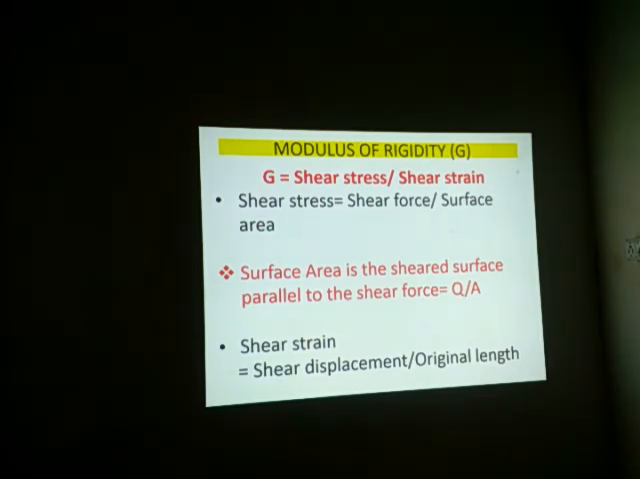So the surface area is the sheared surface area parallel to the shear force. So if the shear force is Q applied parallel to the surface and the area of that surface is capital A, then this shear stress will be Q by A. Now shear strain is basically the shear displacement divided by the original length.